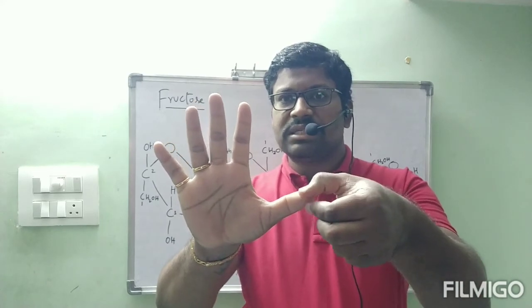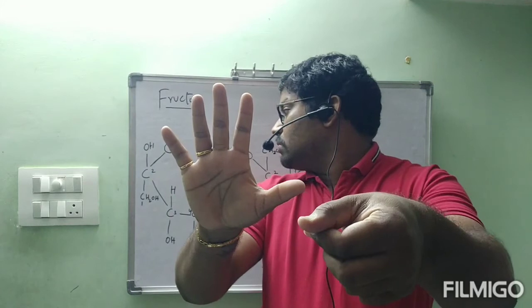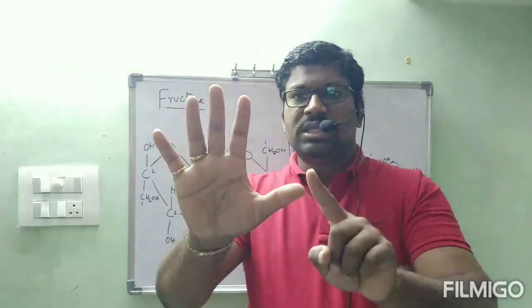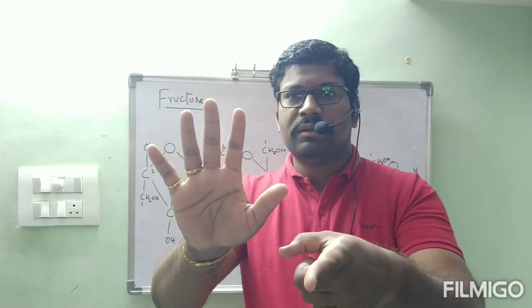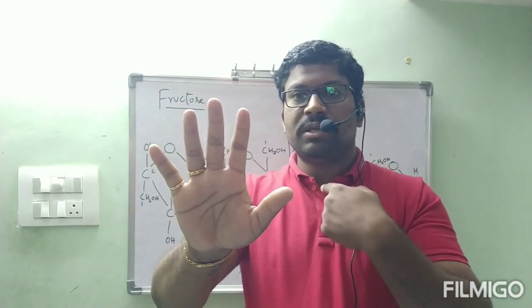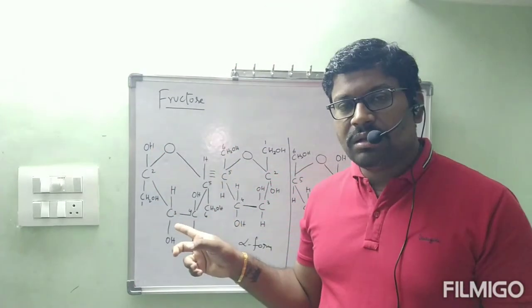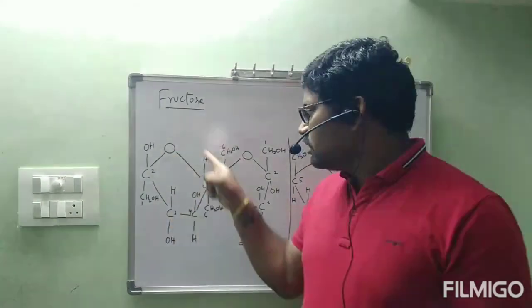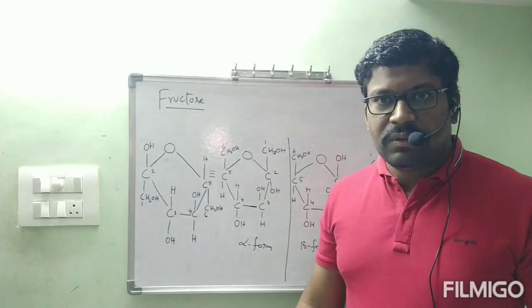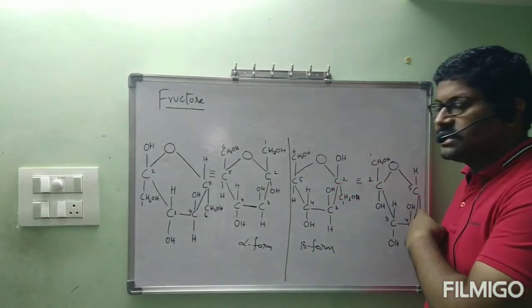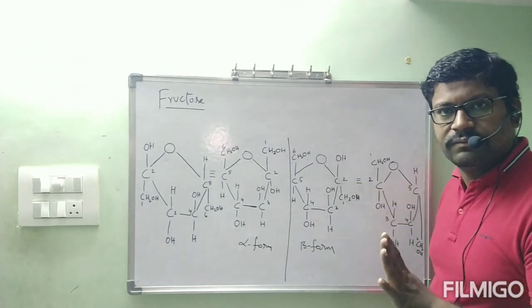Now it has CH2OH like this. CH2OH and OH. CH2OH is above the plane for you. For me, it is below the plane. For me, OH is above the plane. CH2OH is below the plane. Is it correct or not? Okay, so this structure and this structure both are the same. Completely it is the angle of reference, only difference.